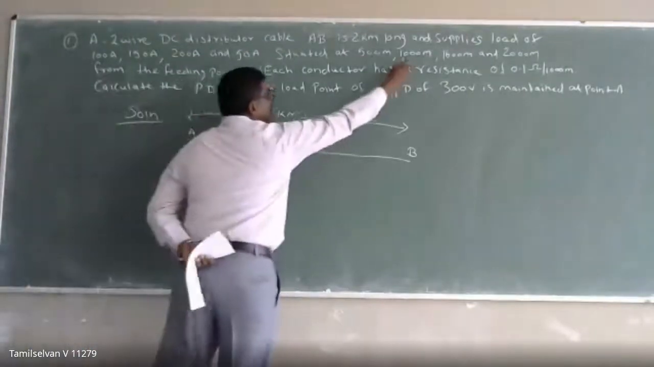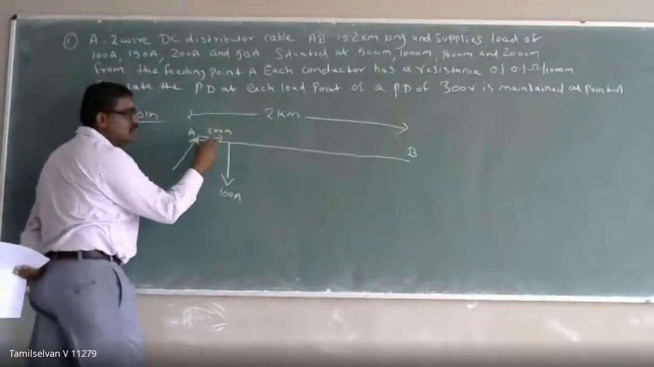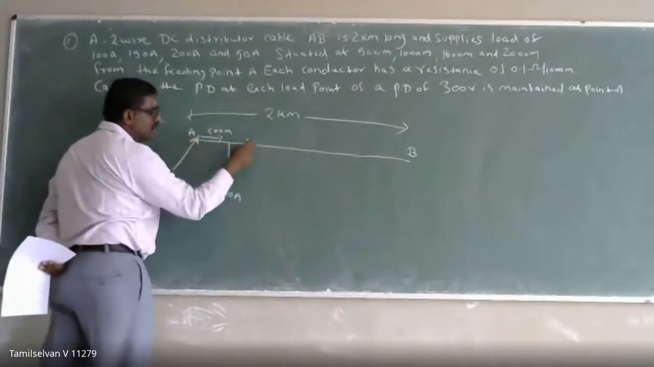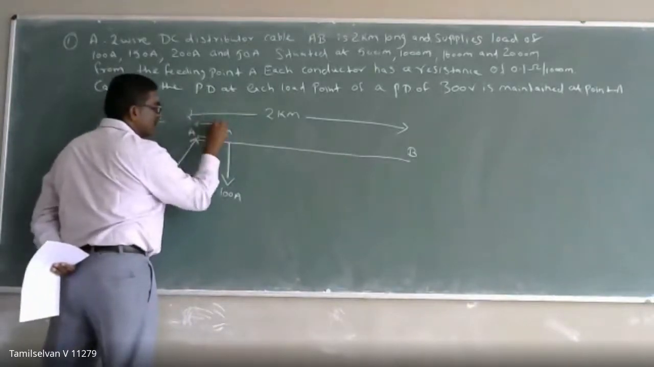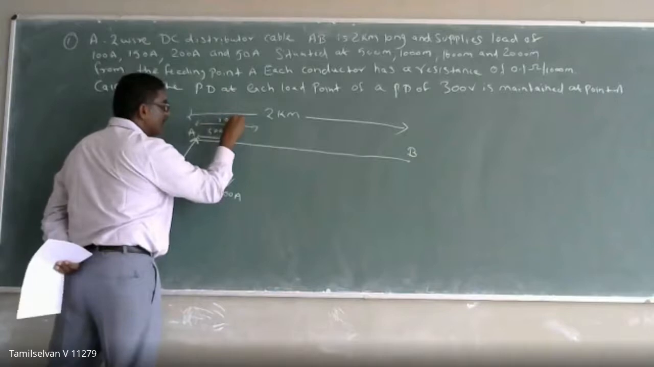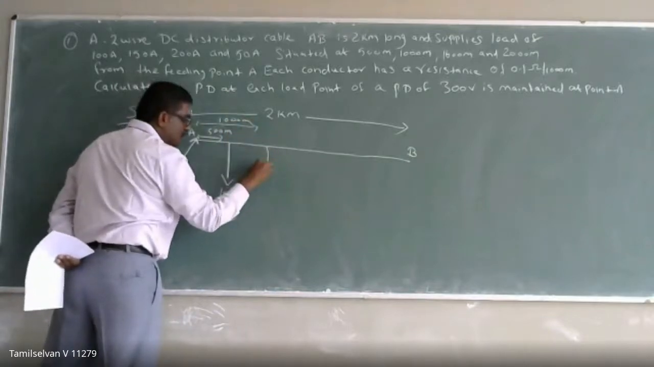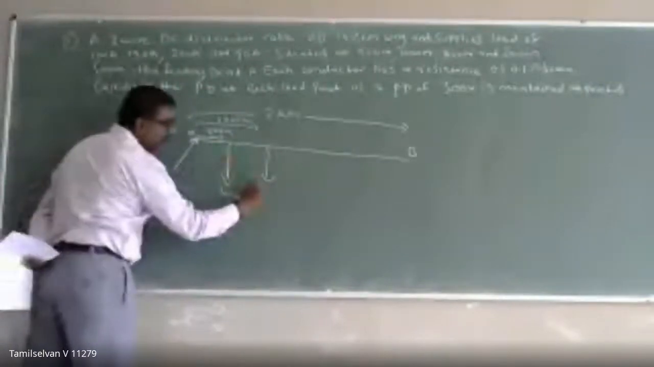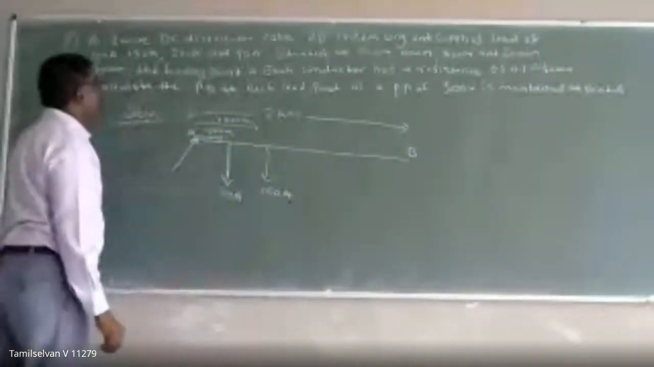Okay. Next, at 1000 meters from the feeding point. It means from here, remember, 1000 meters is already 500 over. And at a distance of 1000 meters, the next load point has a load current of 150 ampere.